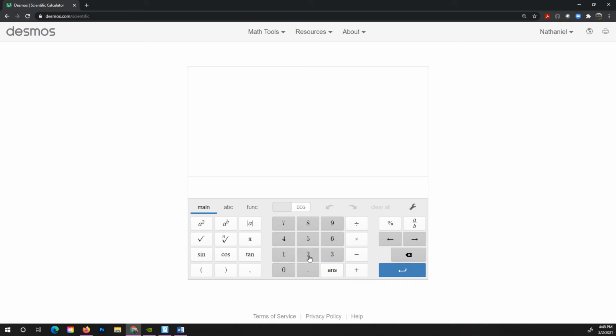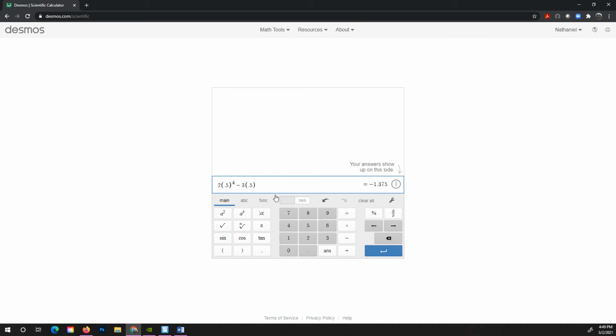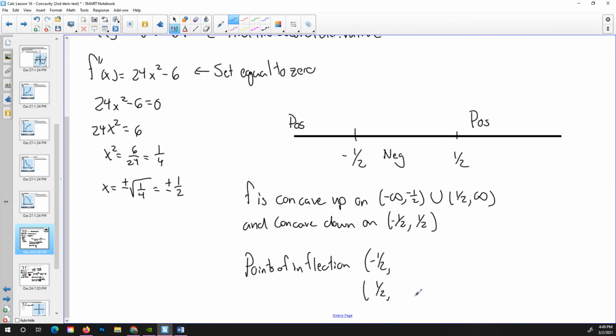So what we're going to do is go 2 times 1/2 raised to the 4th, and then it'll be minus 3 times 1/2 raised to the 2nd, and then if we want to have that as a decimal or as a fraction, we can put that in. So it'll be 8/19, and that's going to be for the half. And I apologize, it's 19/8.